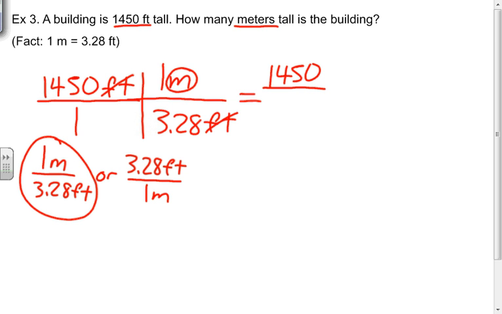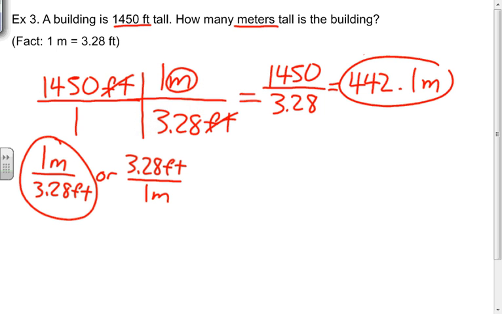One times 3.28 on the bottom is 3.28. And now I use my calculator to divide. 1450 divided by 3.28, and I get that my answer is 442.1 if I round. And what's my units here? I crossed off all my feet, so the only thing that's left is meters. So that would be 442.1 meters is my answer.